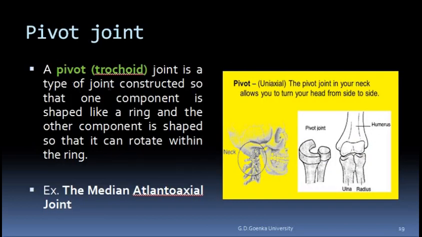Pivot joint is a type of joint constructed so that one component is shaped like a ring and the other component is shaped so that it can rotate within the ring. Here you can see the image. This part is formed like a ring in which this part is going to move, or you can say that this part is going to pivot. Here in the skull also you can see the atlantoaxial joint. In this, the atlas is going to attach with the axis. This is also a type of pivot joint.